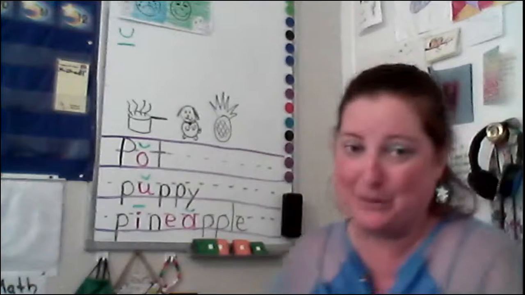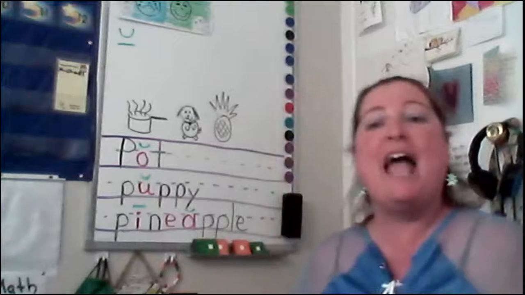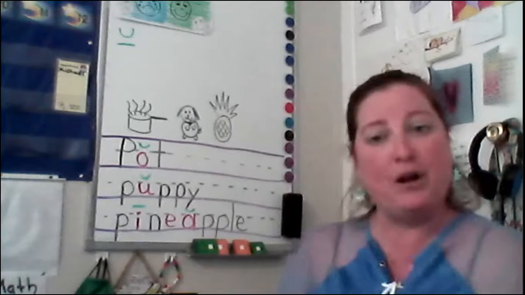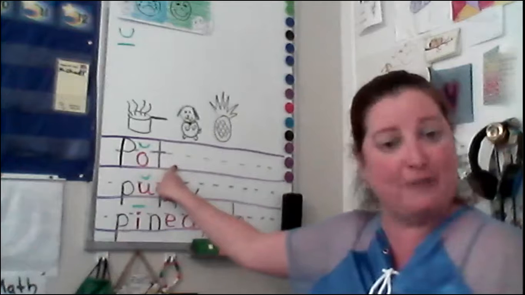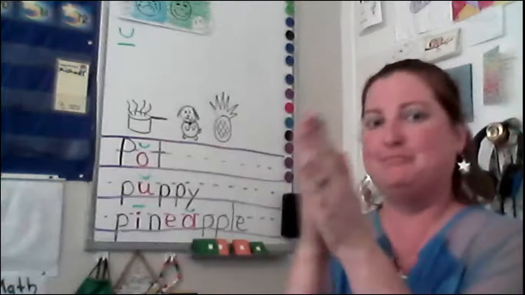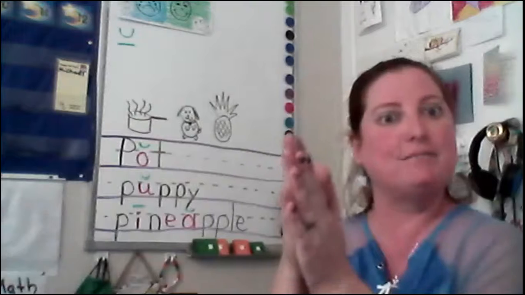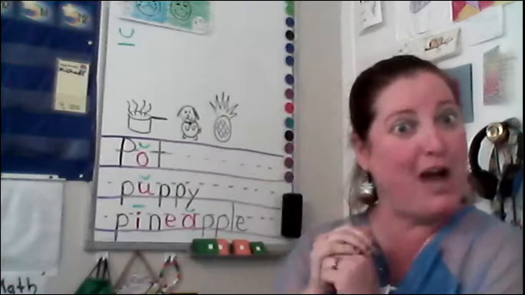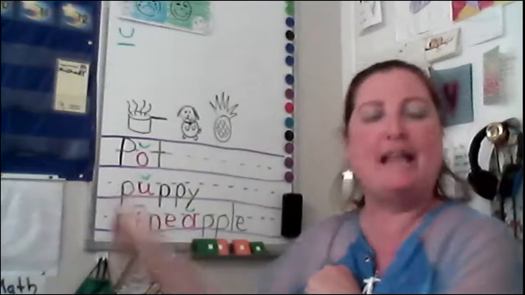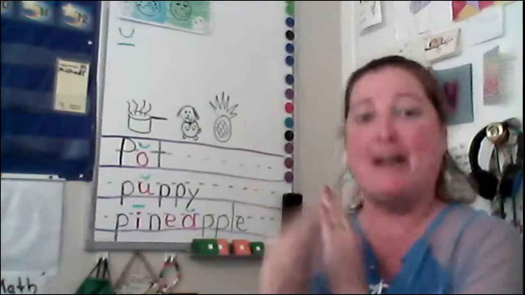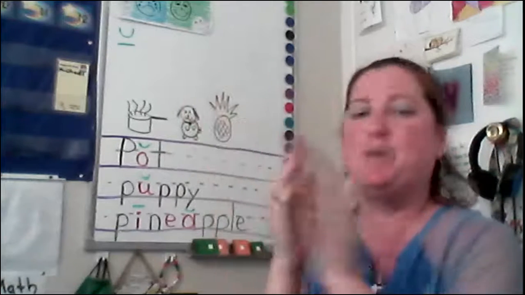Let's do the syllables, okay? And that's when we clap out the words. Syllable means how many times we open and close our mouths when we're saying a word. So let's go ahead and do pot. You ready? Pot. There's only one syllable. I want you to do it now. Ready? Go. There's only one. Good job. Let's do puppy. Ready? Puppy. There's two in puppy. You ready? Puppy. I want you to do it now.